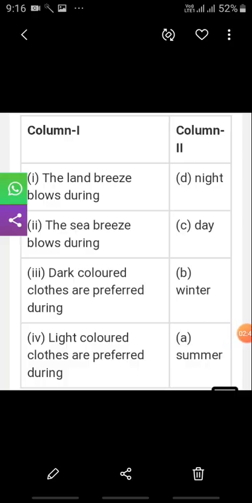Now come to next, number 4. Match the following. In column 1, land breeze blows during night. Sea breeze blows during day. Number 3, dark colored clothes are preferred during winter season. And number 4, light colored clothes are preferred during summer season.